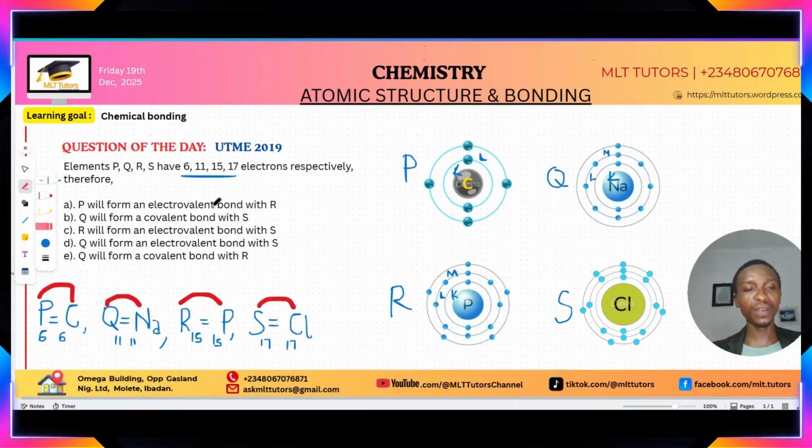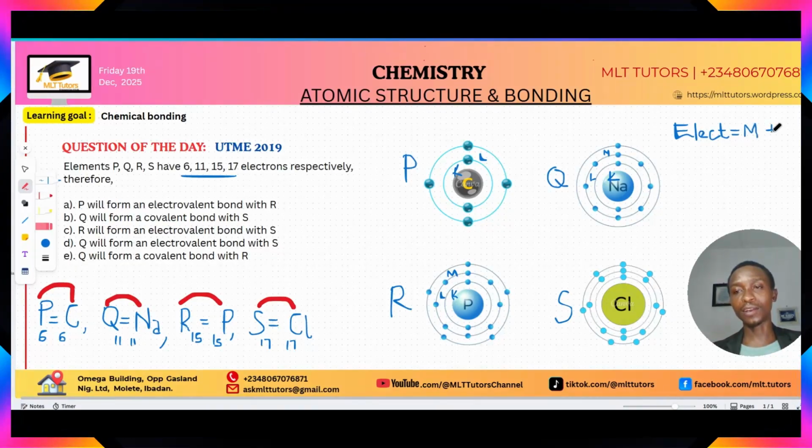Will it form electrovalent? Option B, Q is combining with S. Will it form covalent? Okay, so in all the options we have electrovalent and covalent bond. So we need to establish what is electrovalent bond and what is covalent bond. When we say electrovalent bond, or also known as ionic bond, we are talking about a bond that involves a combination of metals and non-metal. This has to be a transfer of electron from the metallic element to the non-metallic element.